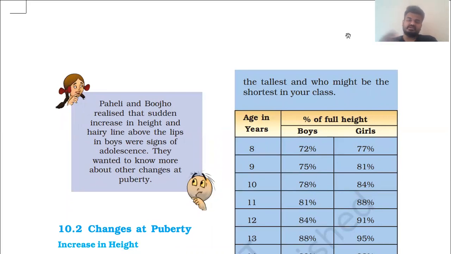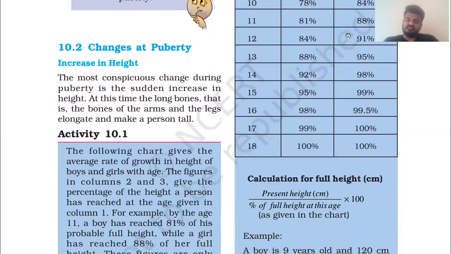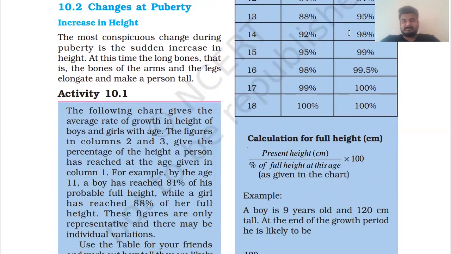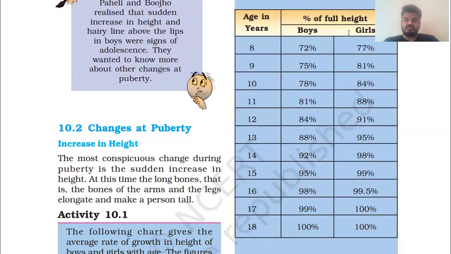If you take the current heights of 5 to 10 of your friends, you have a formula to calculate the full height. The age of all the students in our class 8 will be approximately 13 to 14 only. So generally you will have to use 88 to 92% as the present percentage of full height for boys, and for girls it is 95 to 98%.